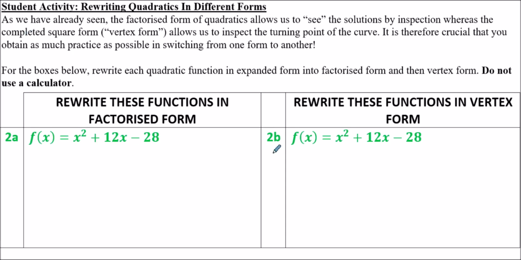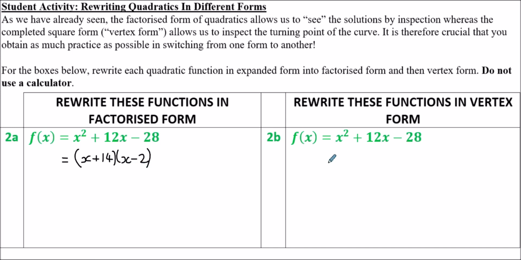Question 2, parts A and B, slightly harder, but not too hard. For factorising this one here, we need to think of two values which multiply together to give us minus 28, and when we add them together, that needs to give us 12. Two numbers that multiply to minus 28 and add to 12, with a bit of thinking, you should find that they're 14 and minus 2. And so this one's going to be x plus 14, x minus 2.